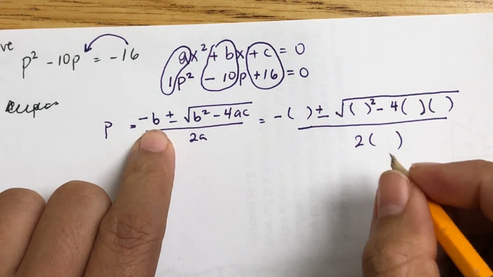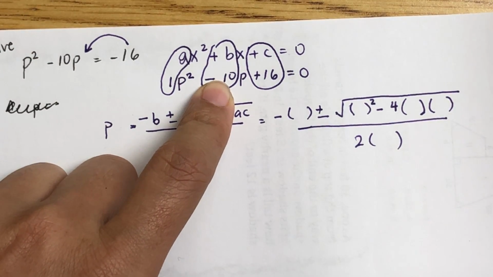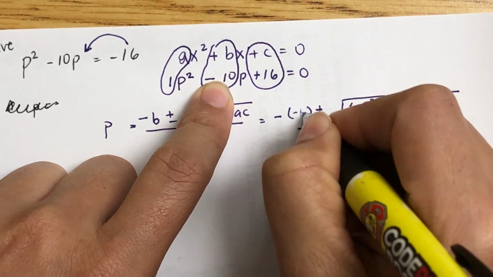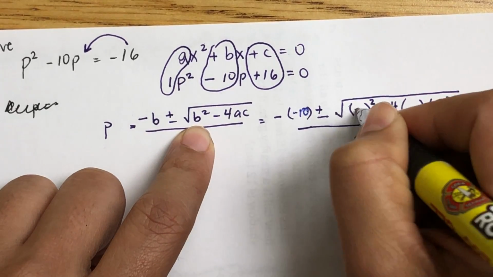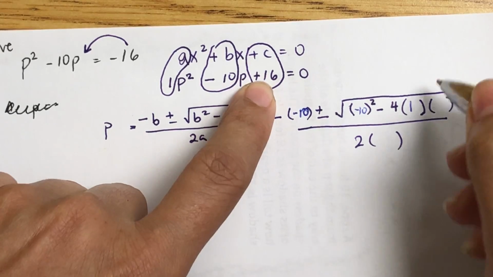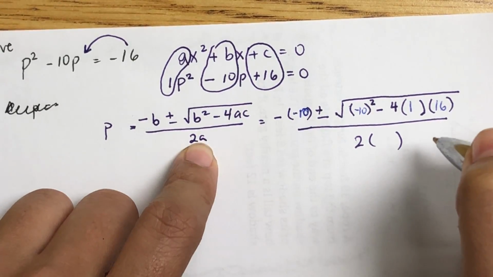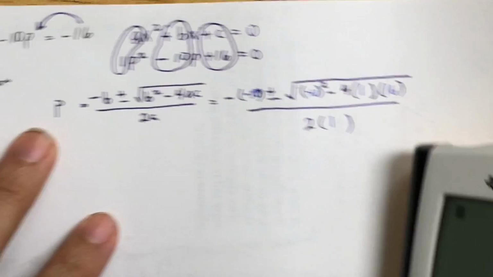So first one is b. b is negative 10. The next one is also b, so that's also negative 10. Next one is a. a is 1. Then the next one is c. c is 16. And then the next one is a. a is 1. Once you have that, you're just punching that entire thing in the calculator.